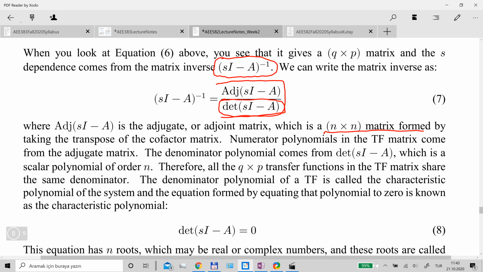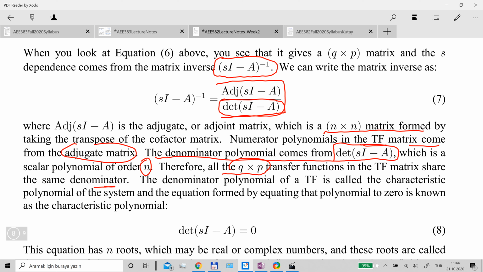So the numerator polynomials in the transfer function matrix come from the adjunct matrix, and the denominator polynomial comes from the determinant of sI minus A, which is a scalar polynomial of order n. Therefore, we can say that all the Q times P transfer functions in the transfer function matrix share the same denominator. So the numerators are different depending on each element of this adjunct matrix, but each one of those terms is divided by the determinant of sI minus A.